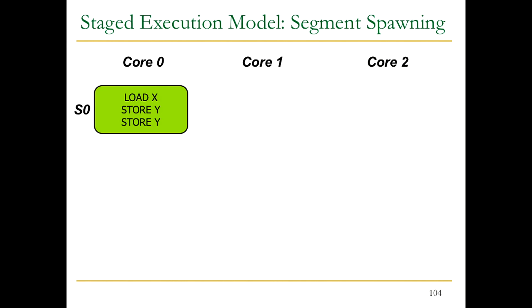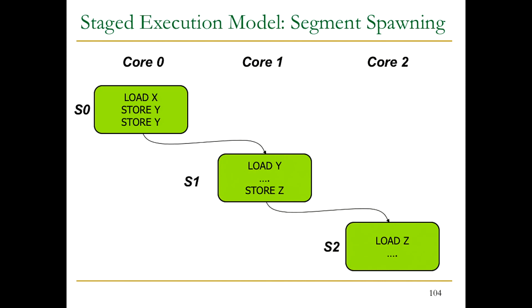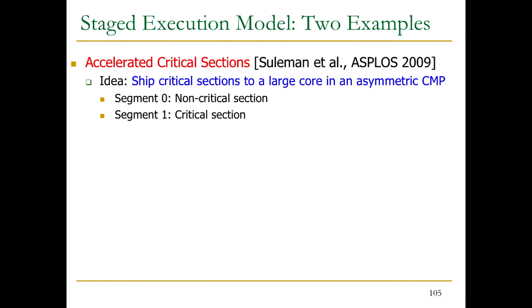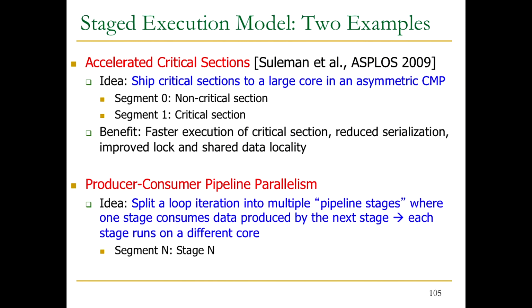So basically, you run one segment in one core, you spawn the other segment. That's one way. Maybe you can spawn many other segments also. And that segment spawns another segment. Accelerated critical section is an example. Basically, you have segment 0, that's the non-critical section, and you have segment 1, that's the critical section. Essentially, you divide your program into 2 segments, right? And the benefit is you get faster execution of a critical section, reduced serialization, improved shared data and lock locality. Producer-consumer pipeline parallelism: you split a loop iteration into multiple pipeline stages, where one stage consumes data from the previous stage.